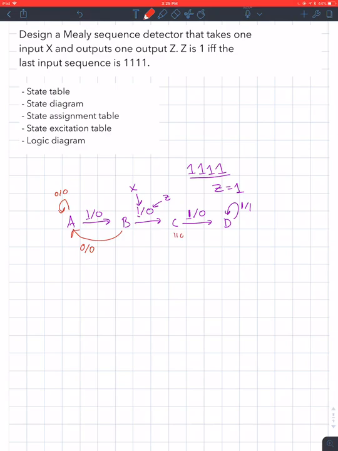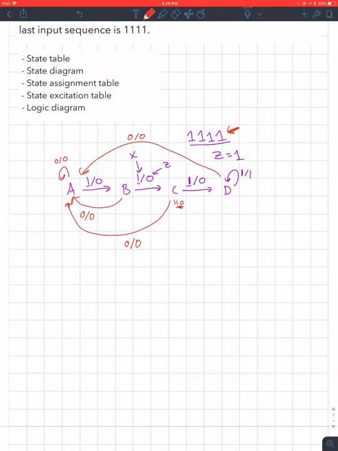Now at C, again, we have 1, 1. We broke our sequence because if we put a 0 here, this 1, 0 doesn't match any of these. So we have to go all the way back to A again. So it's going to be 0 with an output of 0. And then at D, if we have an input of 0, we're going to go back to A again because it broke our sequence, and the output would be 0 as well.